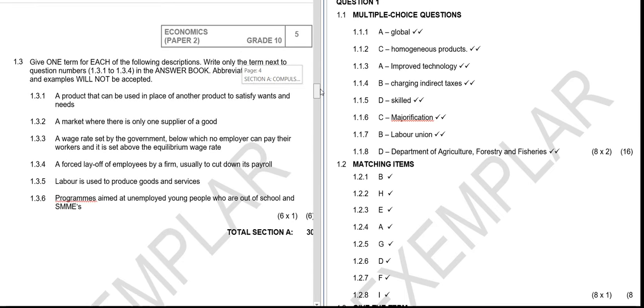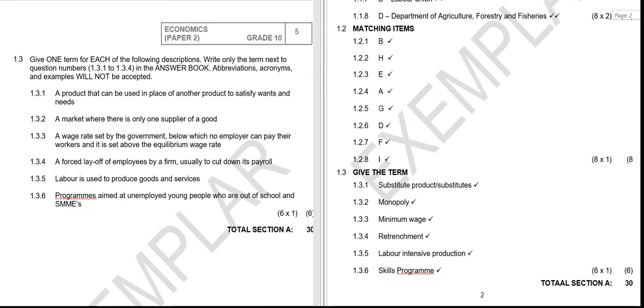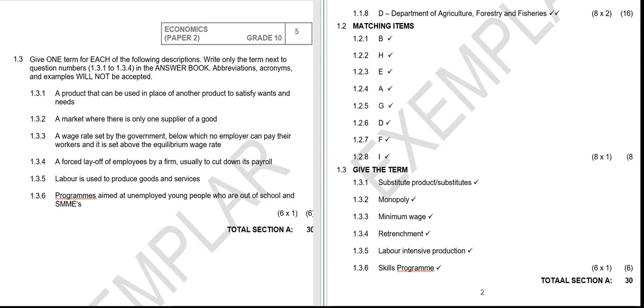Then from there we move on to 1.3. In 1.3 we have to give one term for each of the following descriptions by writing only the term next to the question numbers. We start with 1.3.1, a product that can be used in place of another product to satisfy one's end needs. We know that this represents a substitute, so substitute product is our correct response on 1.3.1.